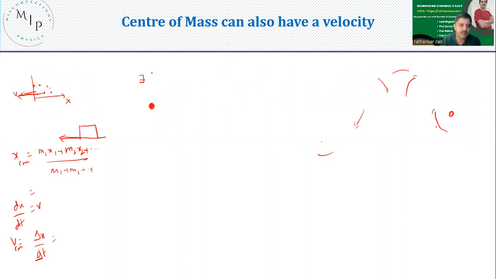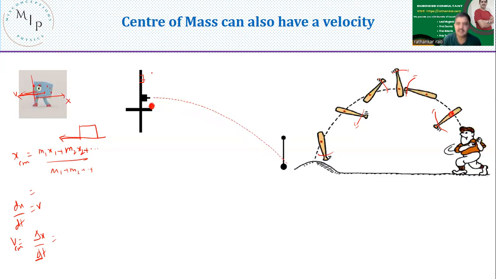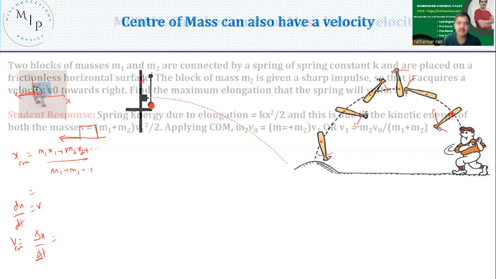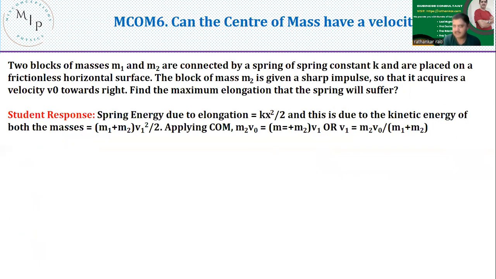Then we looked at how we get a center of mass velocity. Yesterday we saw how to get the center of mass velocity, and these are some of the examples we have seen. Today, let us look at one more example with the same topic, but the question here is a little bit different.